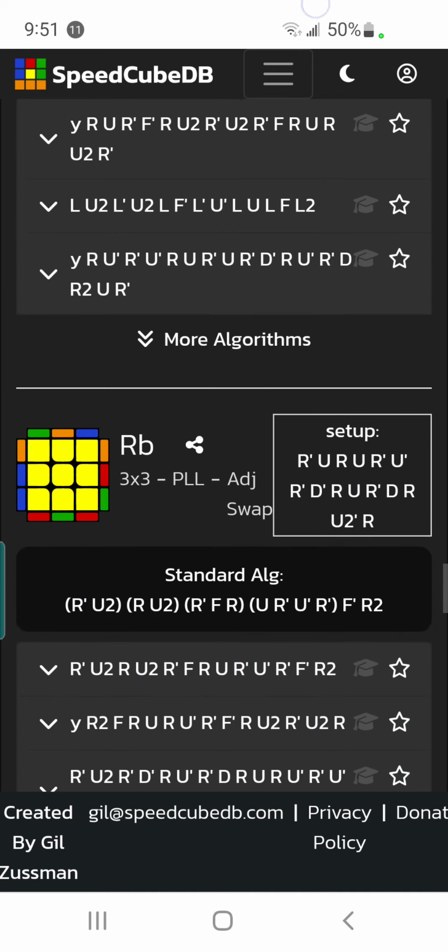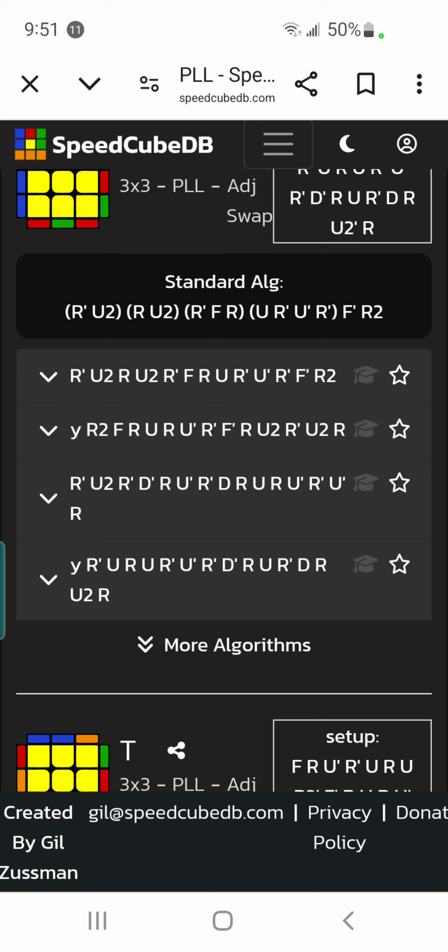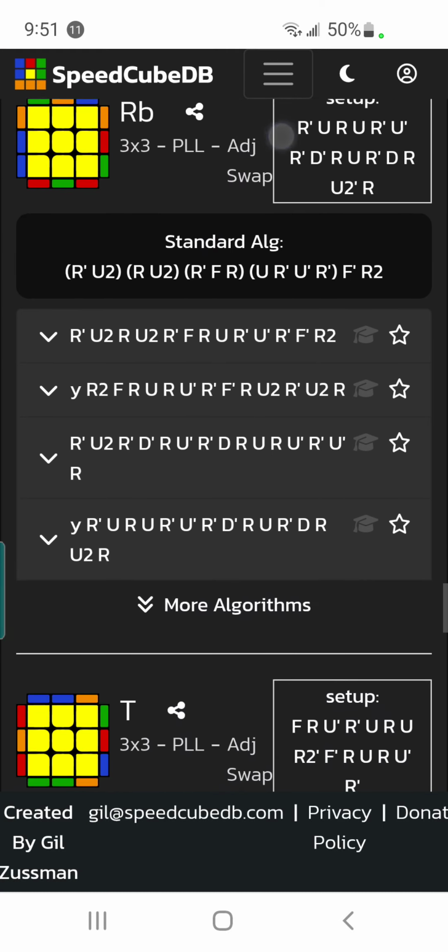So now for the RB perm, another one of the weirdest, probably. So now let's do it. R prime, U2, R, U2, R prime, F, R, U, R prime, U prime, R prime, F, R2.